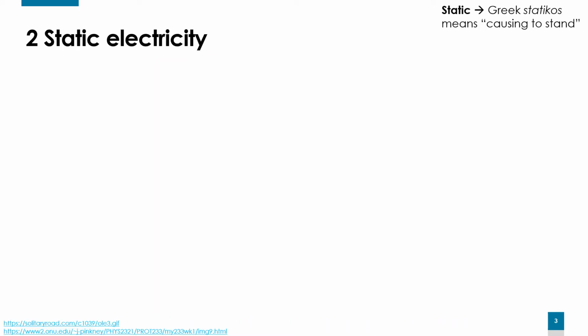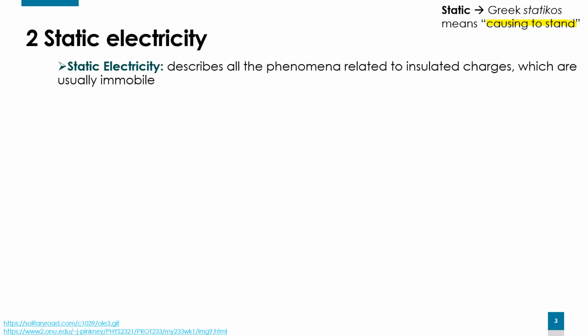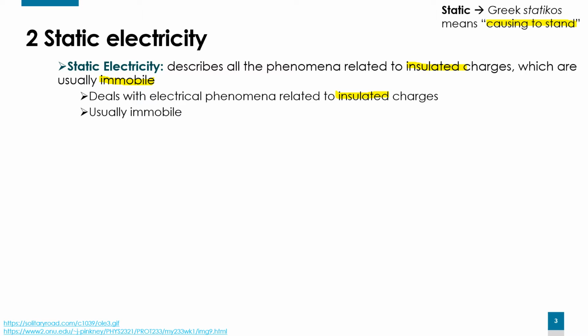So what is static electricity? Static comes from the Greek word that means causing to stand, okay? So static electricity describes all the phenomena related to insulated charge, which are usually immobile, okay? So it's charge that is usually not moving. They are usually immobile and it deals with electrical phenomena related to insulated charge. So remember that static electricity always comes from insulated charge, usually immobile, so it doesn't move much.